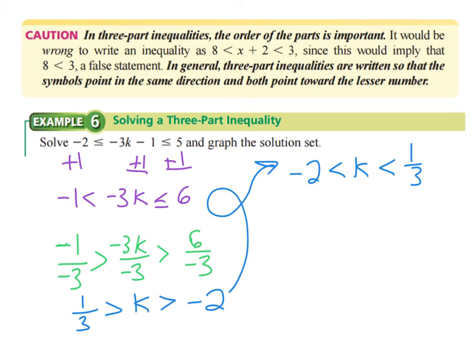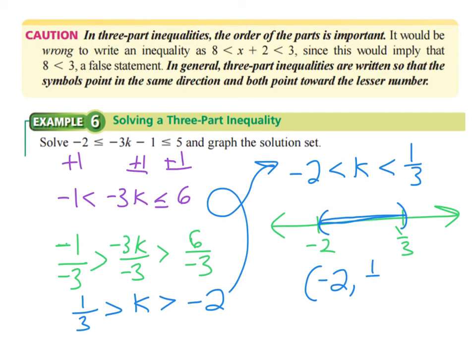The graph from that: negative 2 can be over here somewhere, 1/3 would be over here. We are greater than negative 2 but less than 1/3, so it's just the area in between those two. The interval notation then looks very much like the graph. It just goes from negative 2 up to 1/3, like that.